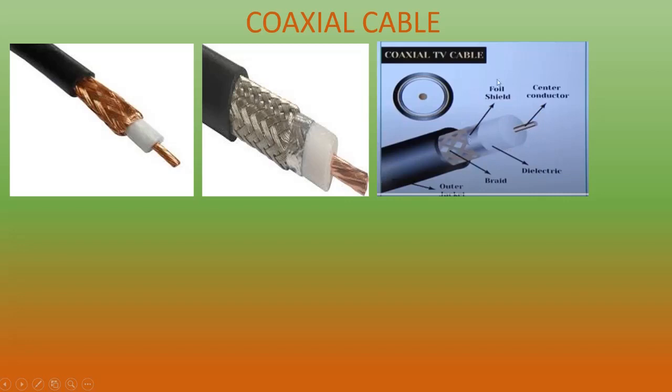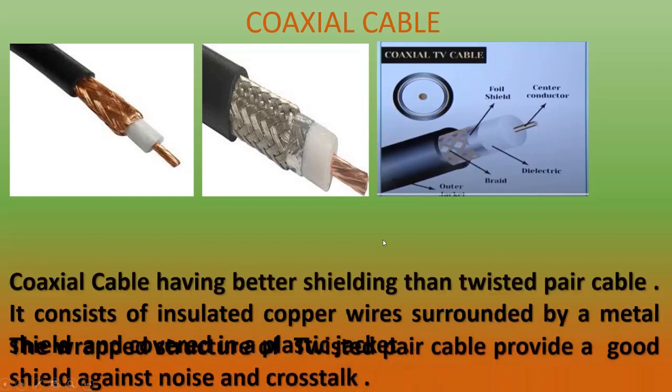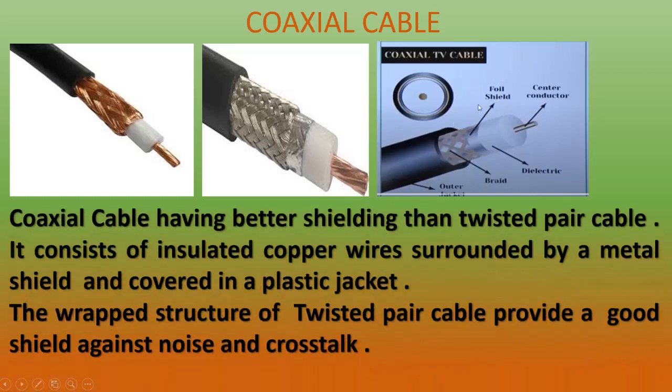Above that, there is again another shielding material, which is placed in an outer coverage. This form of cable is known as coaxial cable. Coaxial cable has better shielding than twisted pair cable. Multiple shielding is there to protect the signal.